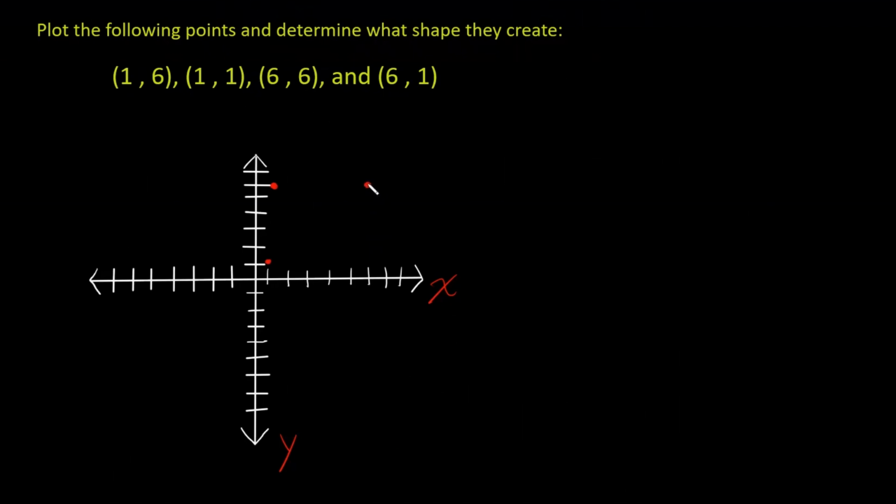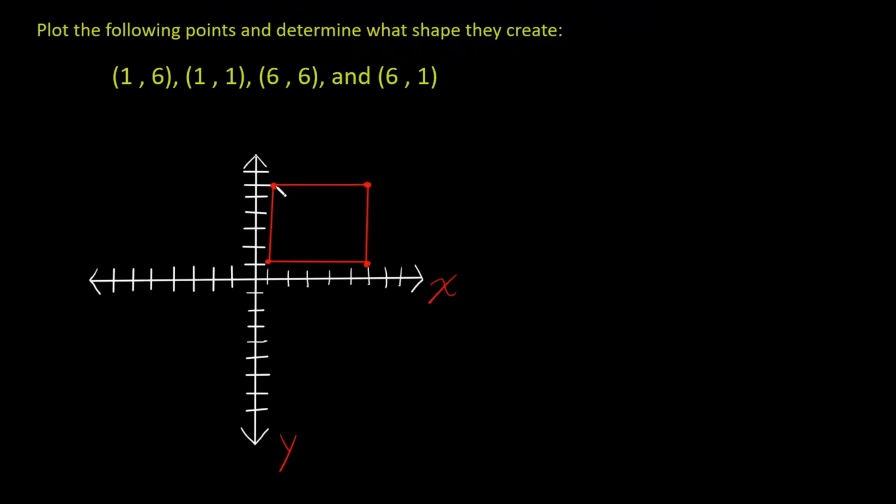And then our last point is 6, 1, so it's going to be here, which is over 6, and then up 1 in the y direction. And now we can simply create line segments to the closest points to determine what shape they make, right? So let's do that. So to this point, and then here to here. And this isn't the most perfect drawing. Sorry, this is the most perfect drawing, but you get the idea.